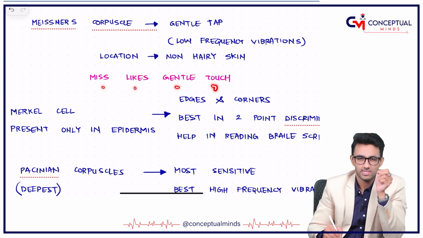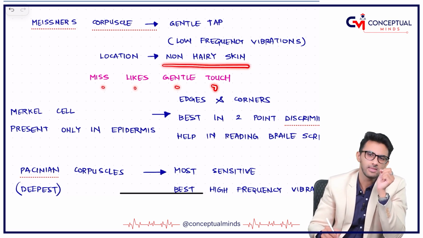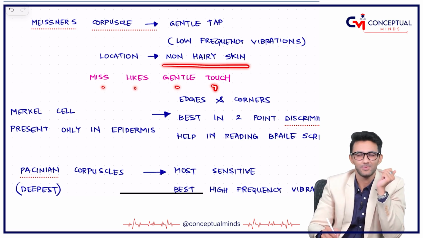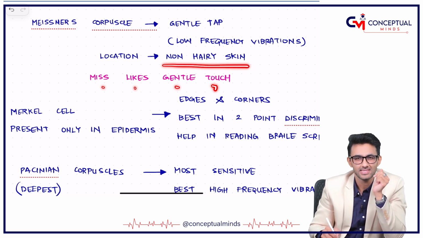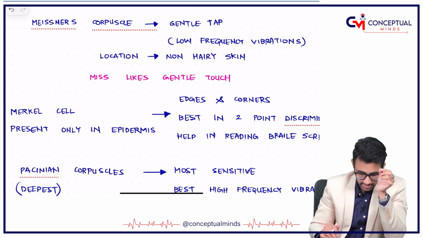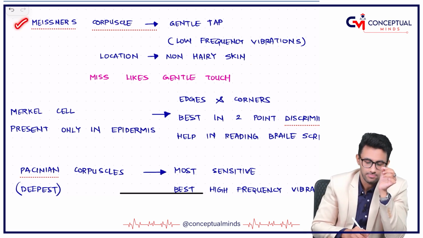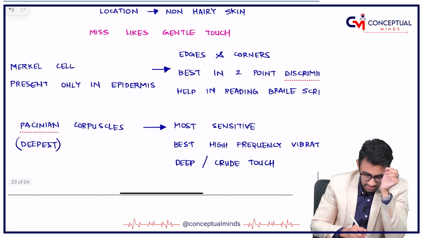Okay, where do we see it? On non-hairy skin. So it's going to be on the lips and palms; on non-hairy skin we'll find these receptors. All right, so low frequency vibrations, Meissner's corpuscle. Okay, fine. The next one is the Merkel cell.